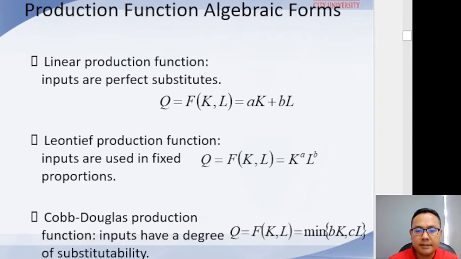Unlike the linear production function, the relationship between output and input is not linear. Unlike the Leontief production function, inputs need not be used in fixed proportion. So the Cobb-Douglas production function assumes some degree of substitutability between the inputs, albeit not perfect substitutability.